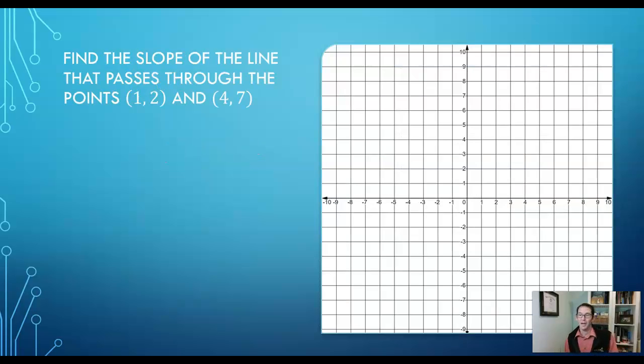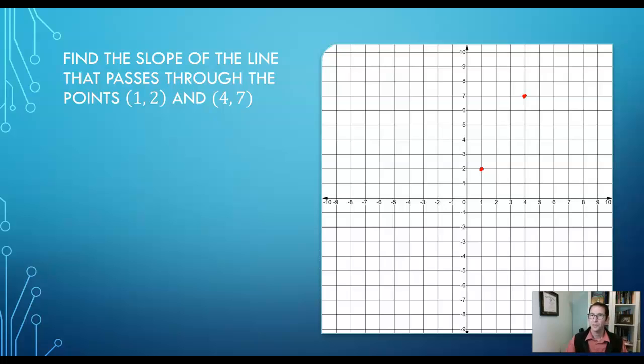Now, let's give you an example of how to calculate a slope. This is just like a typical textbook problem. Here's a point 1, 2, and 4, 7. The question would be, what's the slope between these 2 points? Let's do it 2 ways. One way is just to count it on the coordinate grid. Another way would be to use the formula.